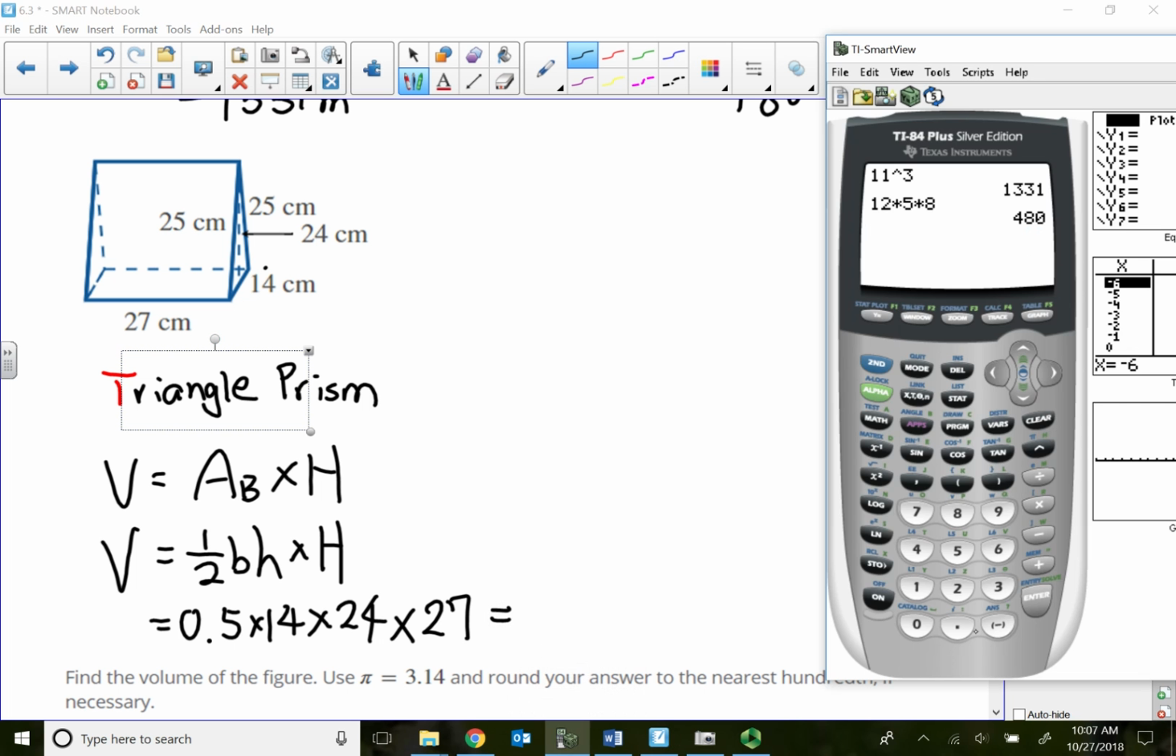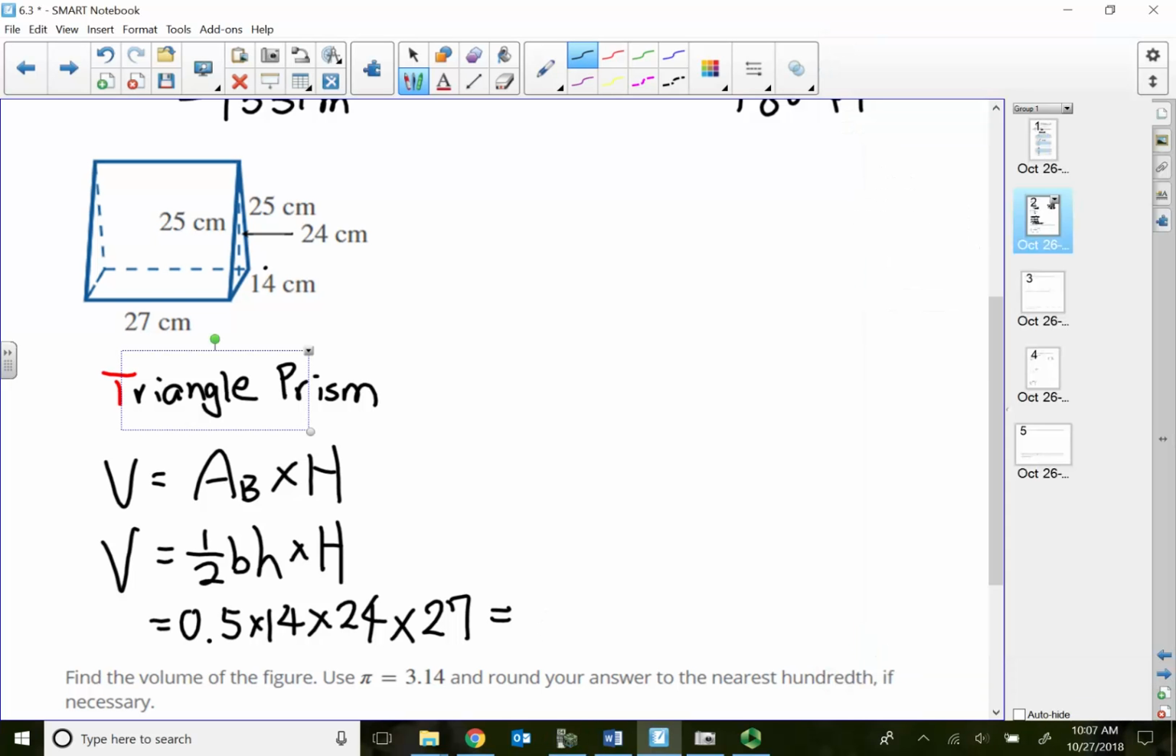The height is 27. So let's type it in: 0.5 times 14 times 24, that gave me the area of the base, then times the height, 27, 4536. So my volume is 4,536 cubic centimeters.